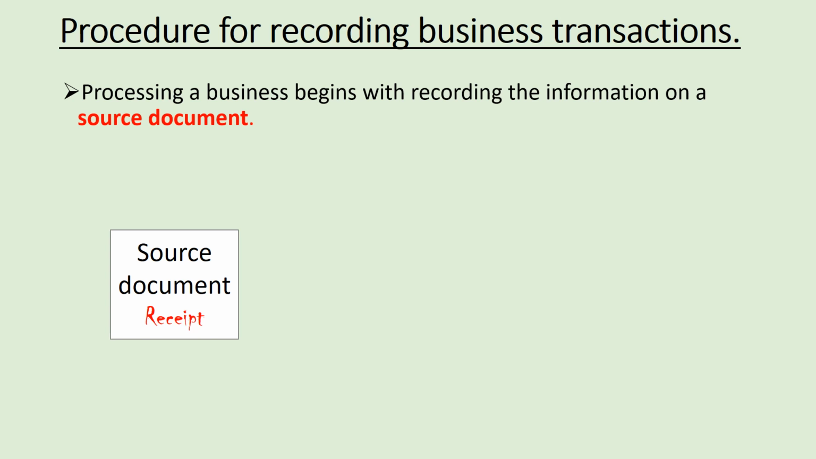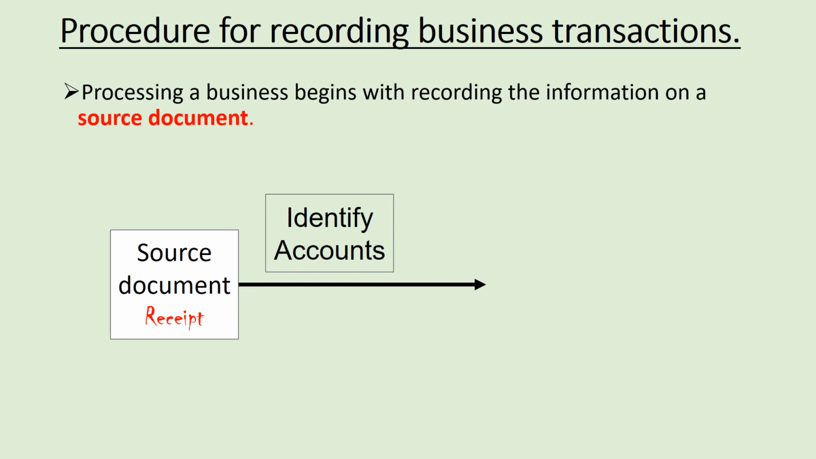So when you buy something, if of course you are in business, or your business buys something, your business is going to receive a receipt. That's a source document. So the next is to identify the accounts involved. What accounts were involved? If you buy with cash, it's the cash account, and whatever you have bought, it might be the account of the thing you have bought.